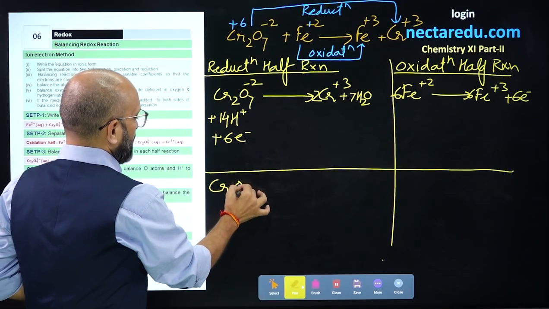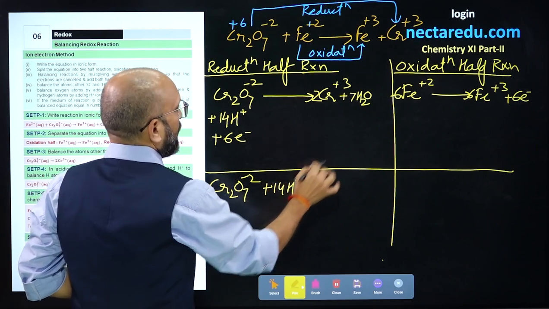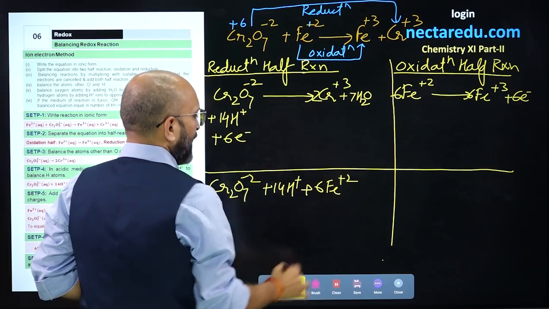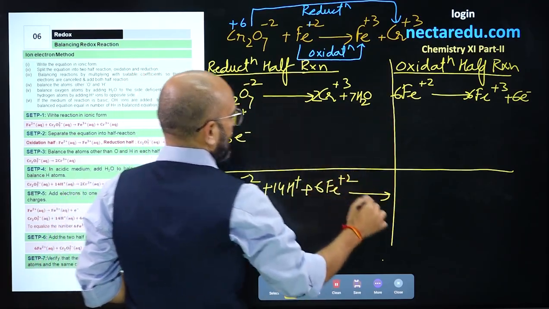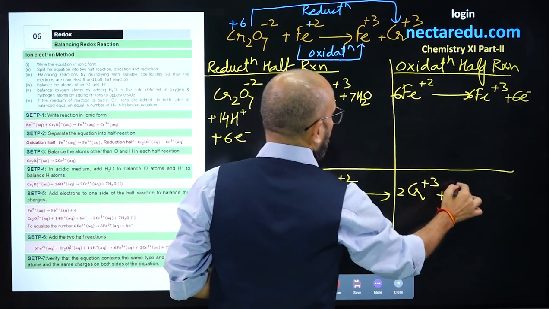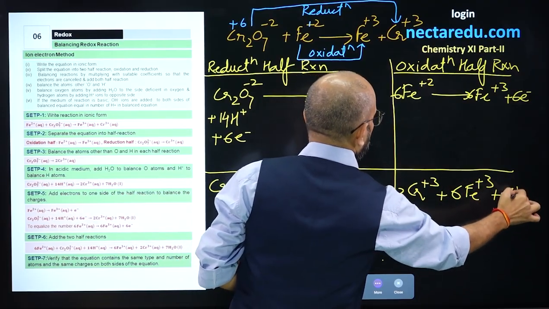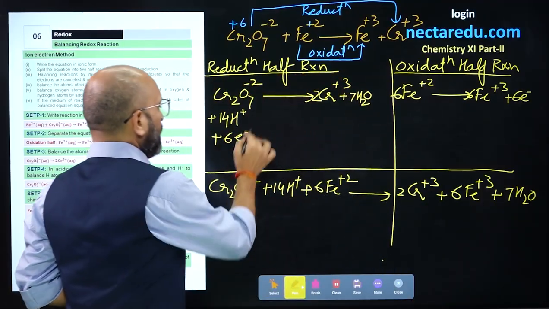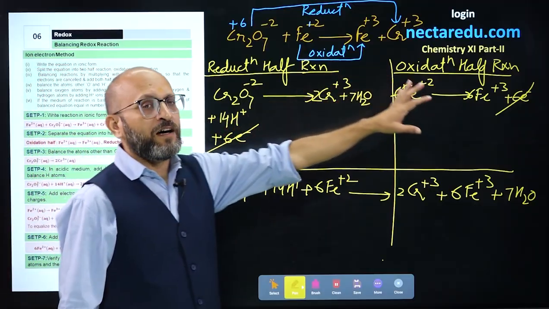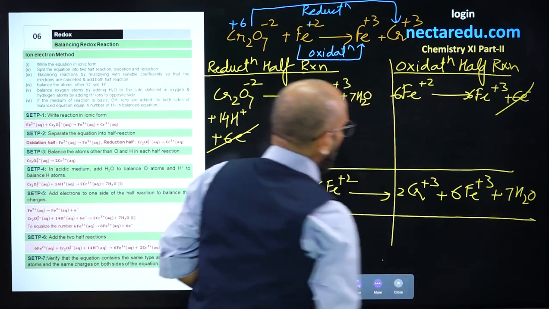See, dichromate Cr2O7 -2 plus 14H plus. We will bring this 6Fe2 plus. Now we will go to the right hand side: 2 chromium 3 plus, then 6Fe3 plus, then 7 water molecules. And we will be cancelling out these 6 electrons, because this is on LHS and that is on RHS. Now we get this balanced reaction.